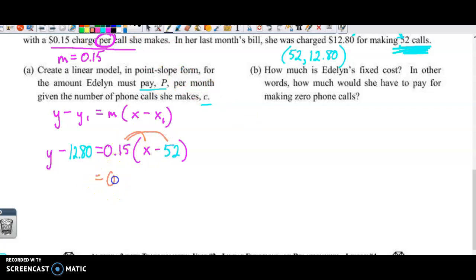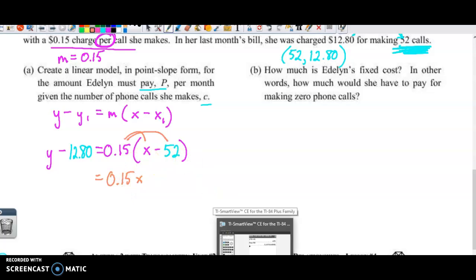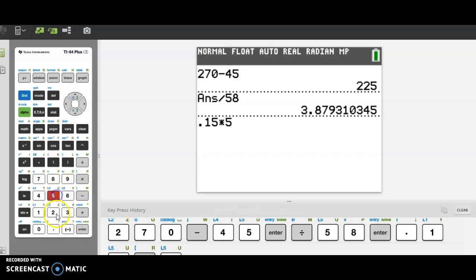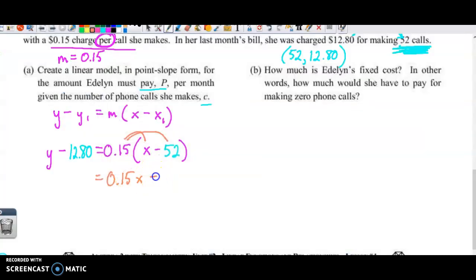And what you'll see on the right side is you'll have 0.15x. Again, I'm not going to expect you to do this math in your head. I mean, you probably could, but it costs $7.80. And then to solve for y, what you would have to do is add that 1280 to the right side.